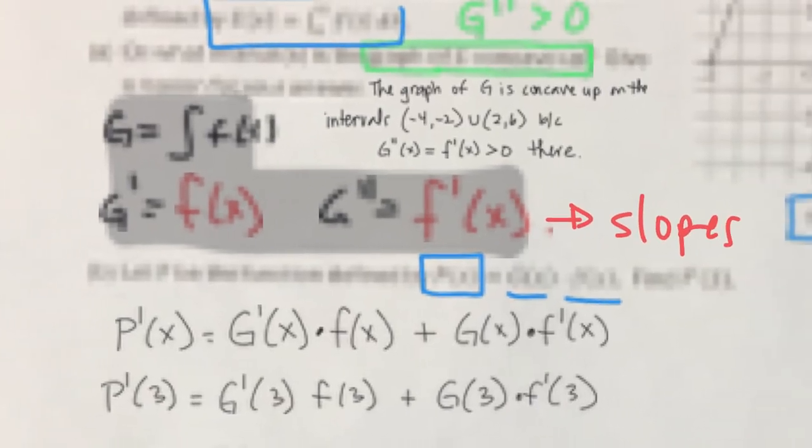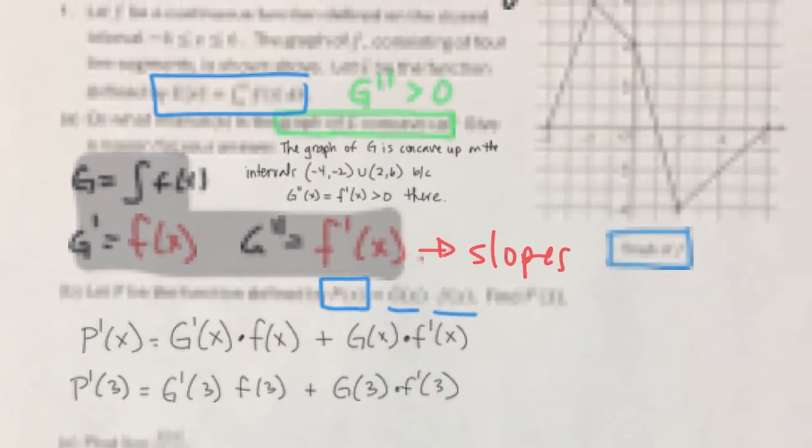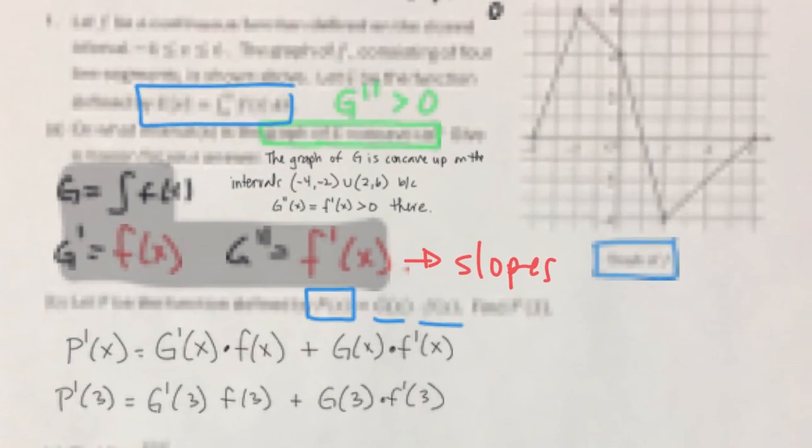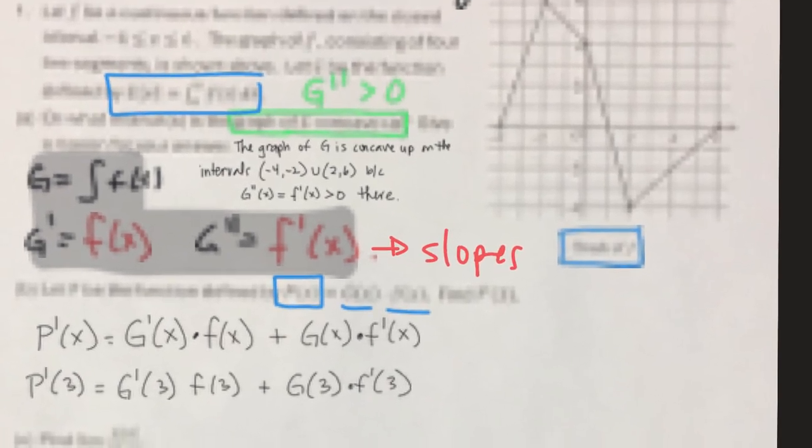Okay, so now we're going to have to evaluate all of these things, and hopefully we have enough room on your paper to do that. Okay, so g prime of 3, let's start there. g prime of 3, what does g prime of 3 equal?